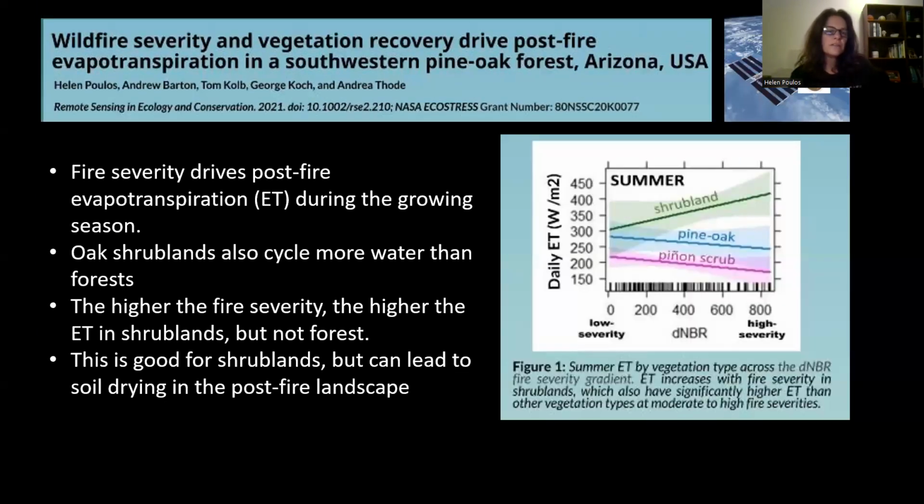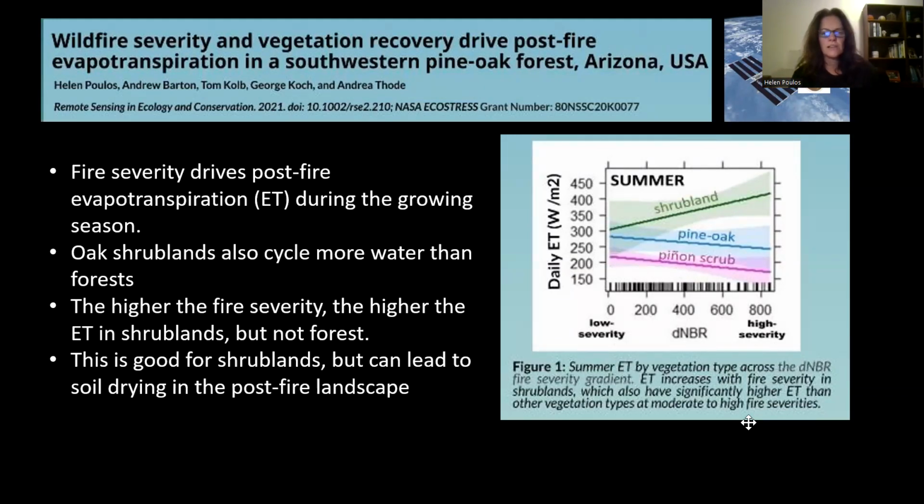And so what we found is that on the right-hand side, you can see that dNBR on the x-axis, which is fire severity, or the amount of vegetation killed by a fire, is a significant predictor of post-fire evapotranspiration. And we also see that oaks that have regenerated after high-severity wildfire in this transition from pine-oak forest to oak shrublands cycle a lot more water, significantly more water than the intact forest before. The higher the fire severity, the higher the evapotranspiration. So these shrublands, the higher the severity, the higher the ET.